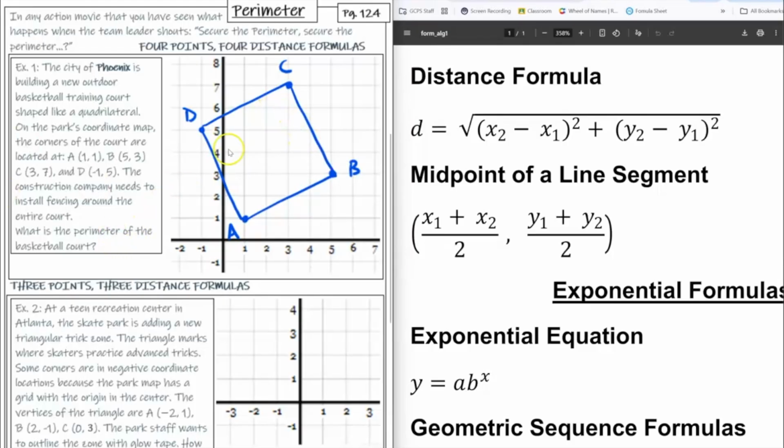All right, so now we're going to find this distance. And this is the most important thing that you need to know: four points means four distance formulas. So I want to see four distance formulas in the calculator, because I'm going to find the distance between AB, DC, CB, and BA. So all around the shape.